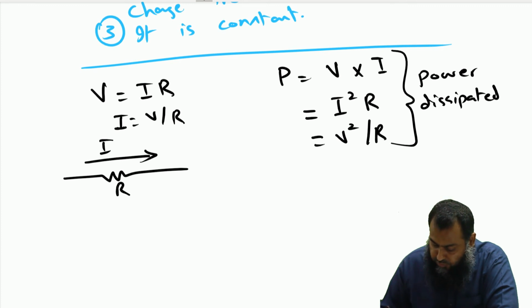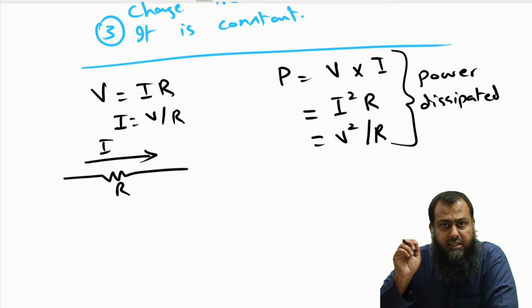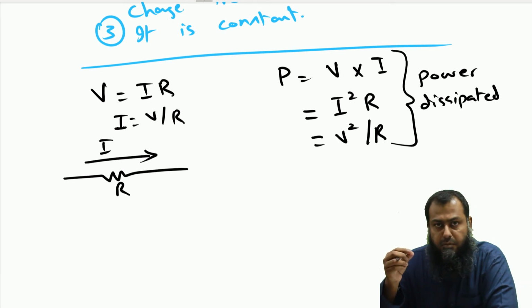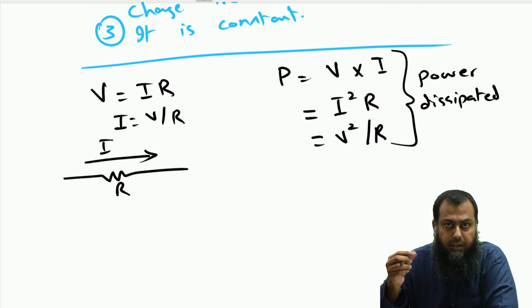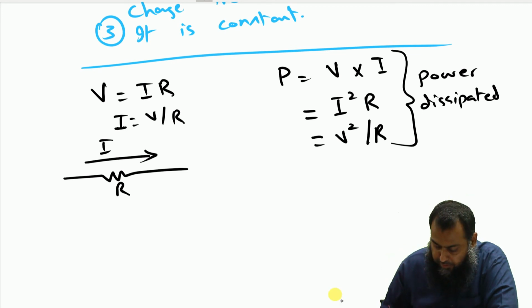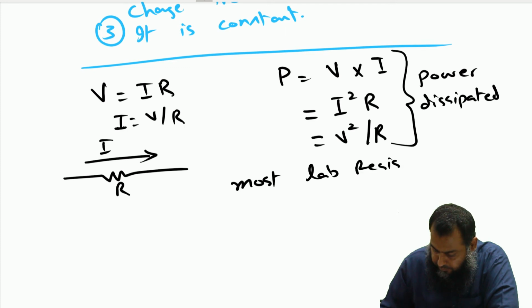If you see, the resistances that you use in your laboratory experiments are somewhat thin, and they have a maximum power dissipation capacity of a quarter watt. So most laboratory resistances are of 1 by 4 watt rating.